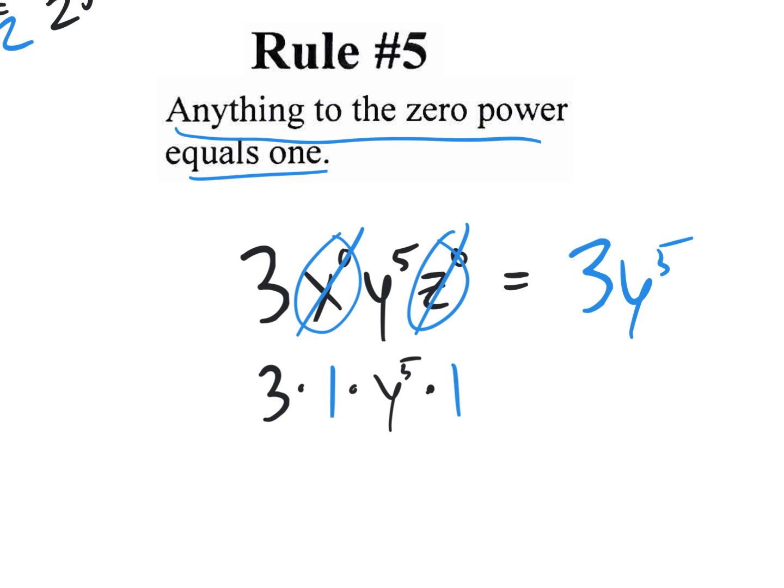Super easy. Anything to the power of 0 equals 1. 8 to the power of 0 equals 1. Juan to the power of 0 equals 1. Anything to the power of 0 equals 1. Okay? Moving on. Next rule.